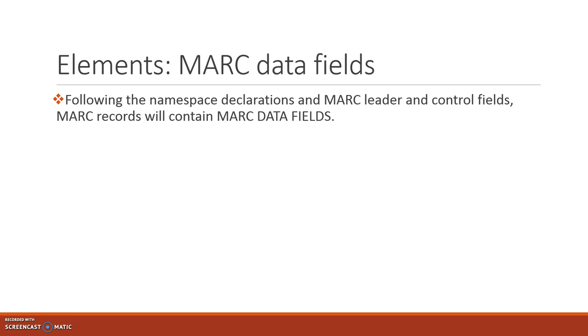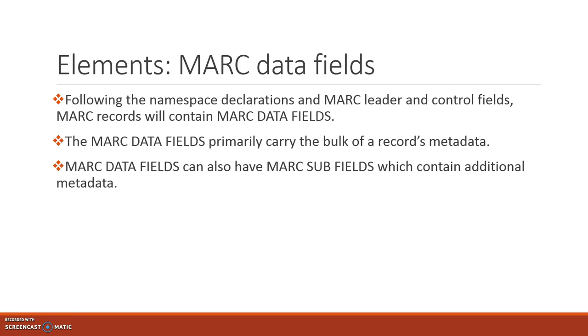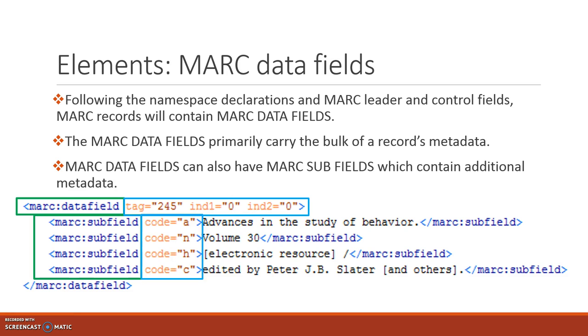Following the namespace declarations, and MARC leader and control fields, MARC records will contain MARC data fields. These carry the bulk of a record's metadata. They can also have MARC subfields, which contain additional metadata about those tags. Here you can see that once again in the green we have our elements followed by our attributes, and you can have more than one attribute up here. The first attribute is saying that the MARC tag is 245, which is statement of responsibility. It includes basically the most important information about a resource, and then we have its indicators.